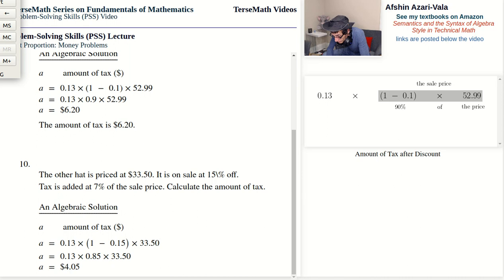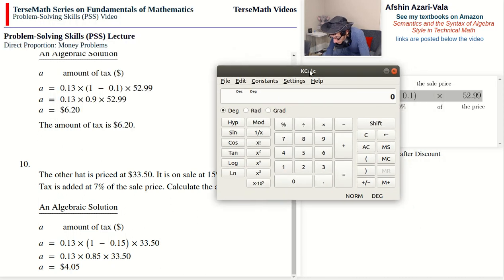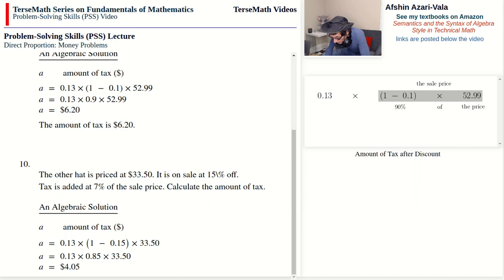Let me see what we get if we multiply 3350, the price, times 85%, 0.85, and then times 0.13 to find the amount of tax. So $3.70, and now we can quickly correct this. $3.70. You see, very easy to fix things as well.